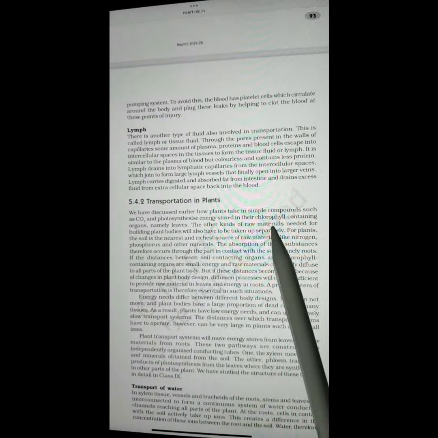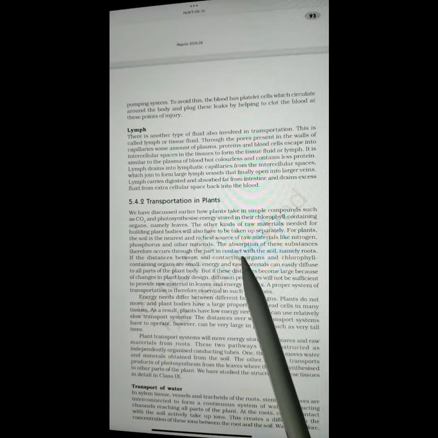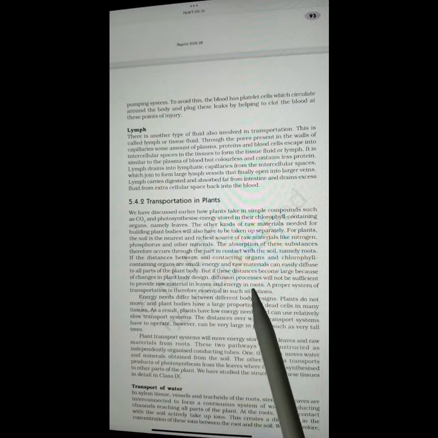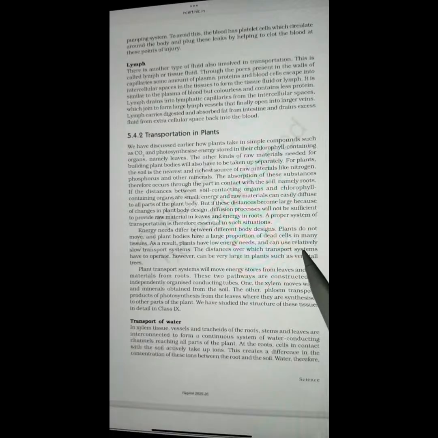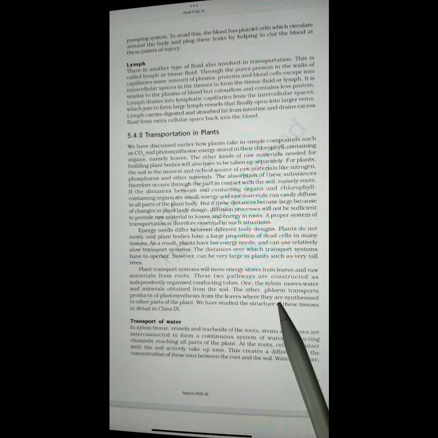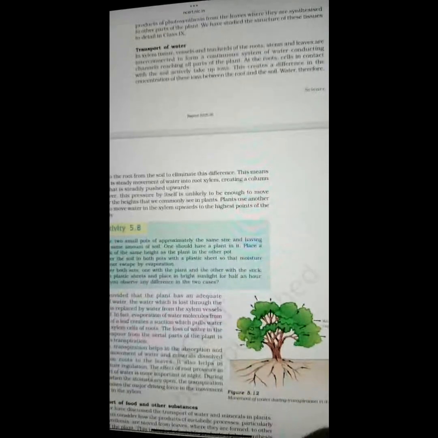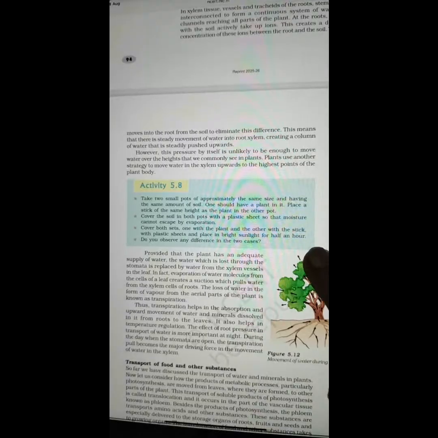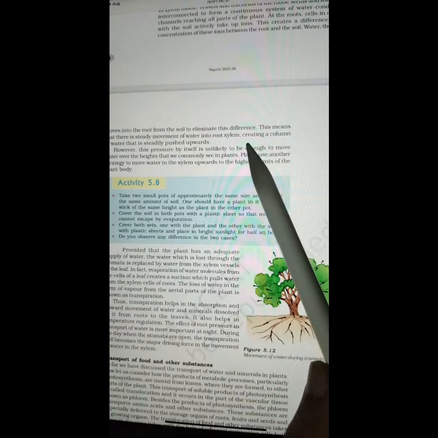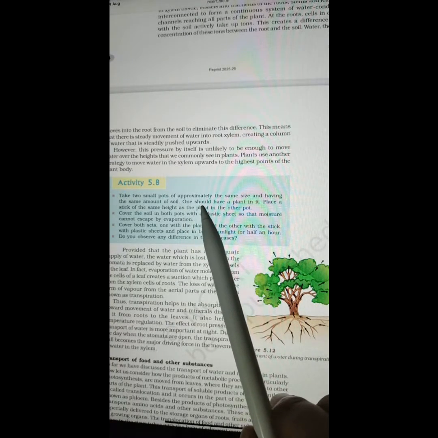Transportation, chlorophyll, absorption, diffusion processes, relatively, operate, xylem, phloem, channels, interconnected, eliminate, difference, approximately.